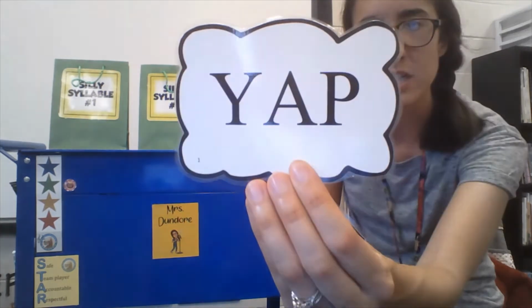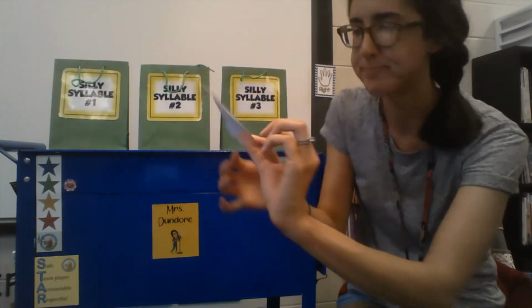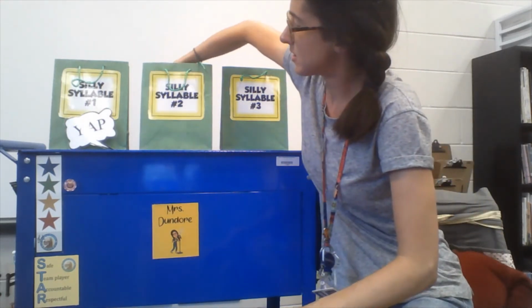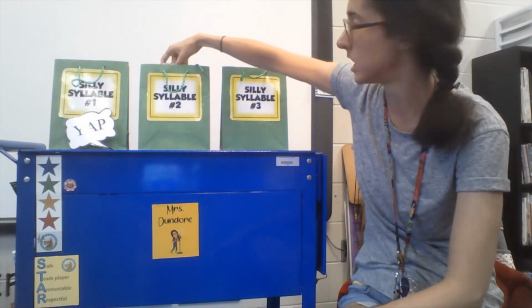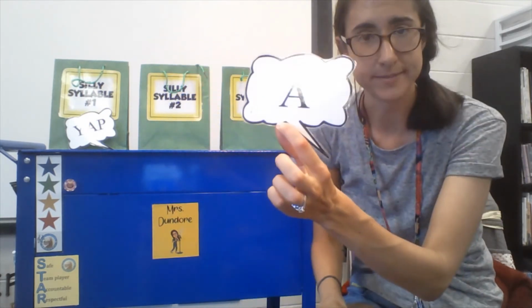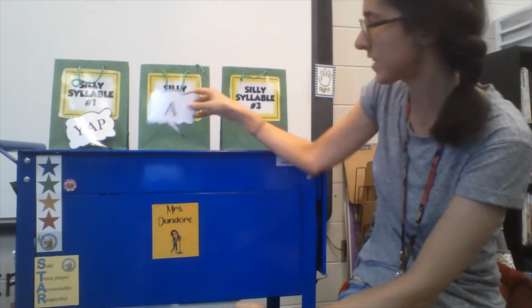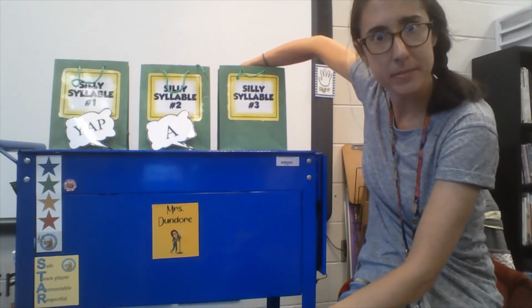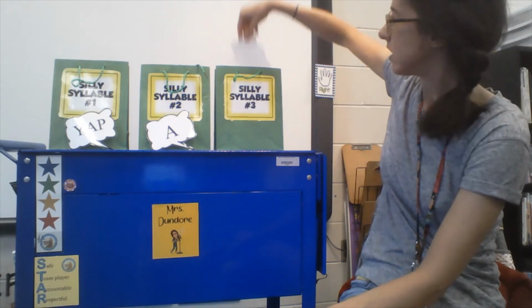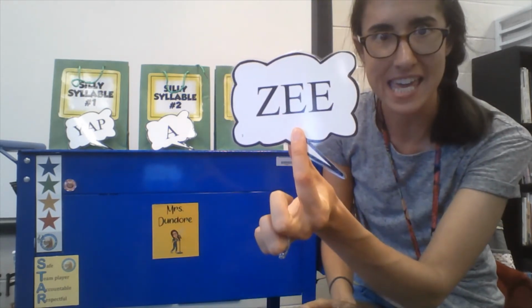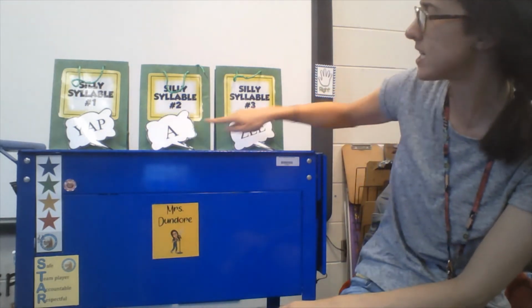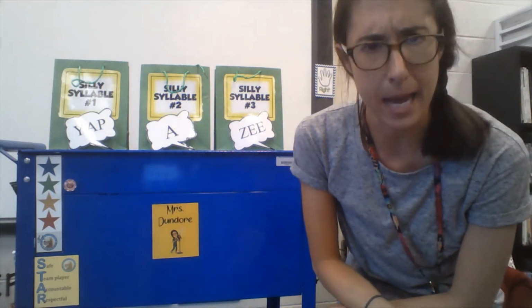Our first syllable is yap. Okay, yap. Our second silly syllable is yap a what? Yap a something. Yap a dabba doo. Z. Our word will be yap a z. Yap a z. Let's see how it sounds.